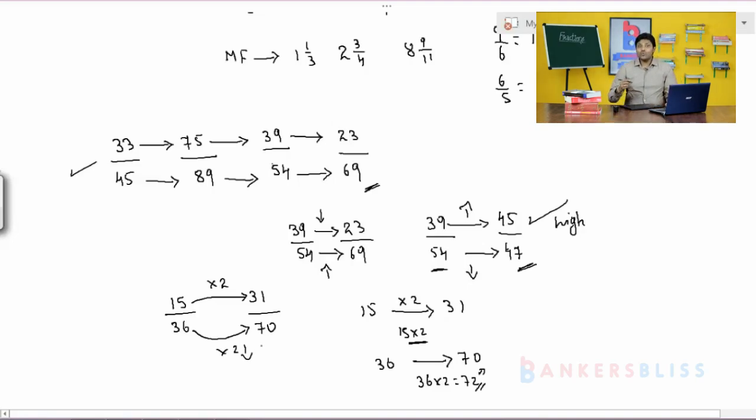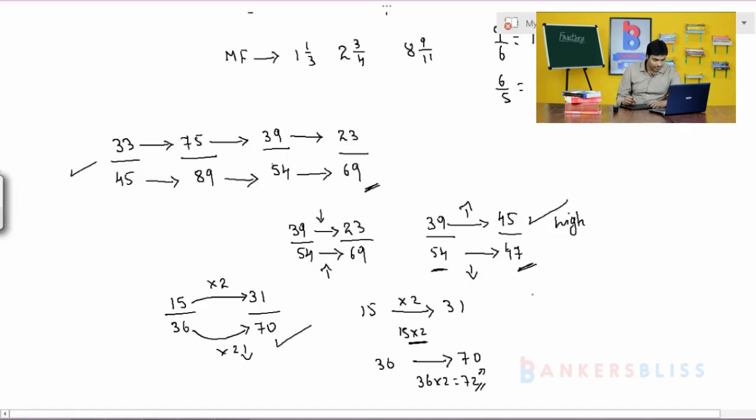Means what? The numerator increasing rate is much more than the denominator increasing rate. If you compare the increasing rate of numerator and the denominator, numerator's increasing rate is more than the denominator increasing rate. Therefore, the resultant fraction value is higher. Okay, therefore 31 by 70 is higher, and it is vice versa. If the numerator increasing rate is less compared to the denominator increasing rate, for example, we may take like this.